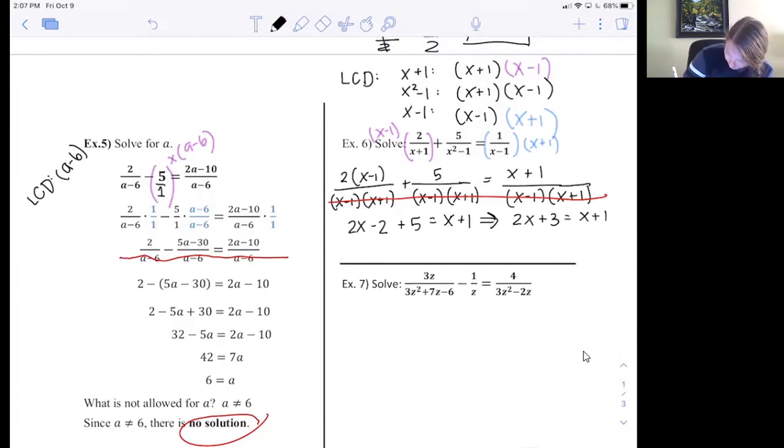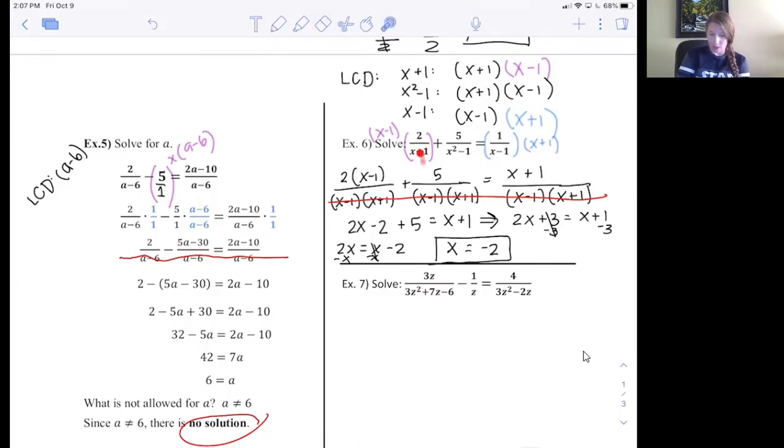So now I'm just solving. I'm going to subtract 3 over. So I'm left with 2x equals x minus 2. I'm going to subtract x. So I'm just left with x equals negative 2. Let me make sure I did that right. Yes. So that's our answer. If I check, it's not going to give me 0 in any of the denominators. So that's going to be our solution.